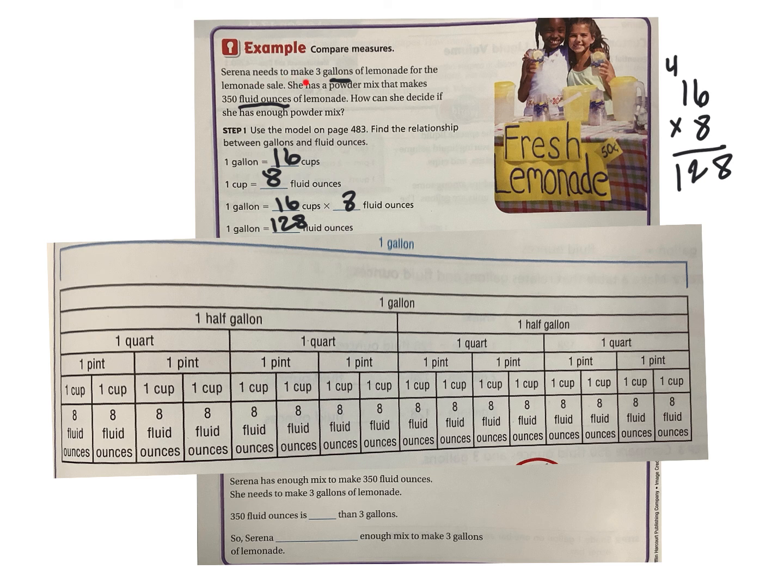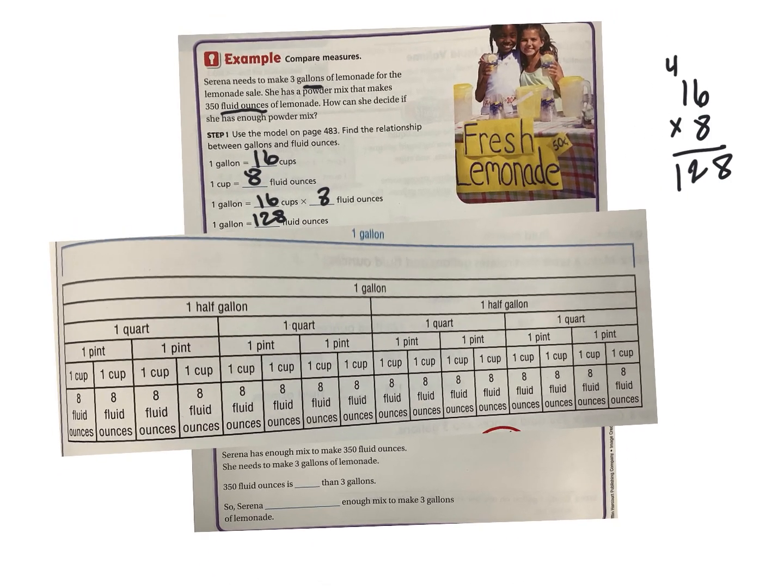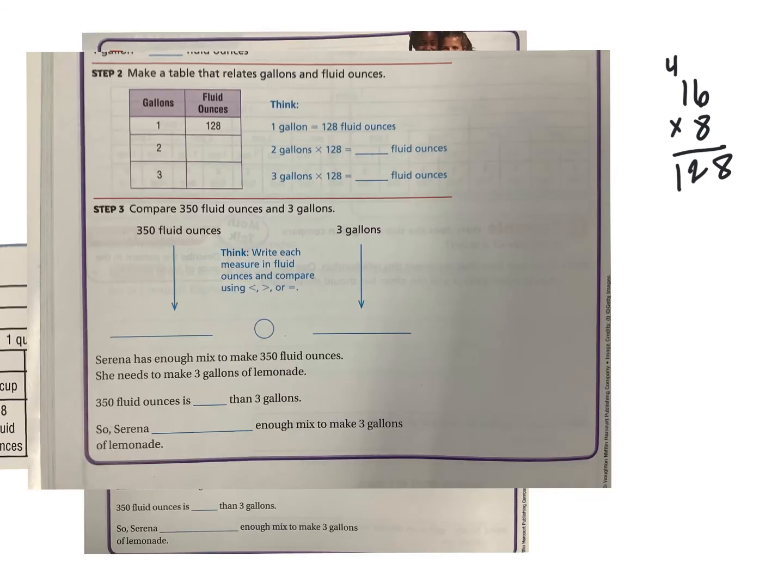She needs to make 3 gallons of lemonade. She has 350 fluid ounces. Okay, we're part way there. Let's move this out of our way. Uh-oh, that whole thing wants to move. Hold on just a moment. Okay, so here's where we left off. 1 gallon is 128 fluid ounces is what we figured out. Like you're a detective, it's a puzzle. We needed to use the pieces of evidence to find our way.